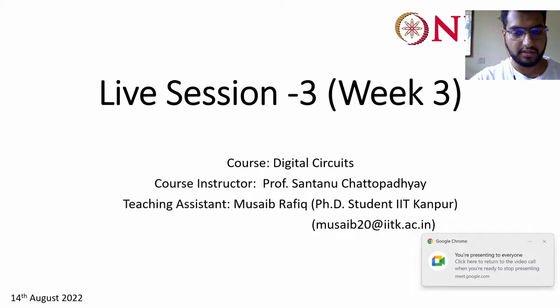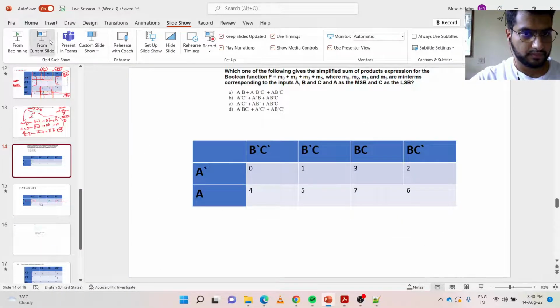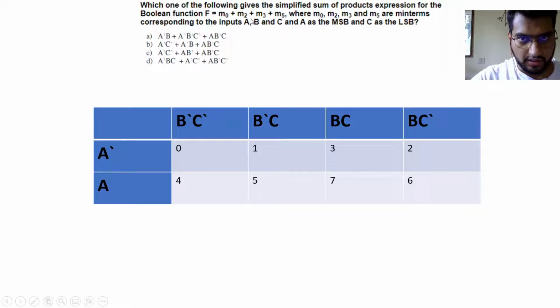So the question asks us to find the simplified sum of product expression for the sum of these minterms m0 plus m2 plus m3 plus m5, where these are minterms corresponding to inputs a, b, and c, and a is the MSB and c is the LSB. So this is a three variable expression, and the three variables are namely a, b, and c, and a is our MSB. That's why it is represented here in this three variable K map, and c is our LSB.